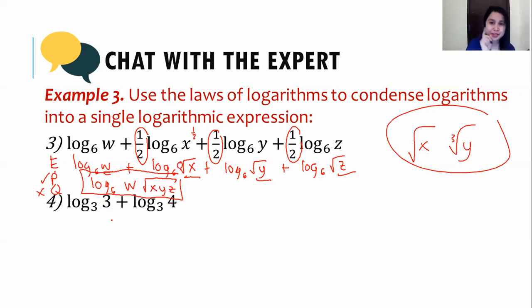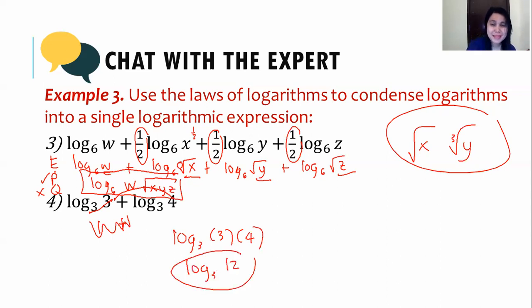Here, you apply now what you learned. Log 3 of 3 is 1 plus, or we can do it this way. Let's do the condensing, okay? Log 3 of 3 times 4. The answer is log 3 of 12. Actually, you can also write it as 1 plus log 3 of 4.